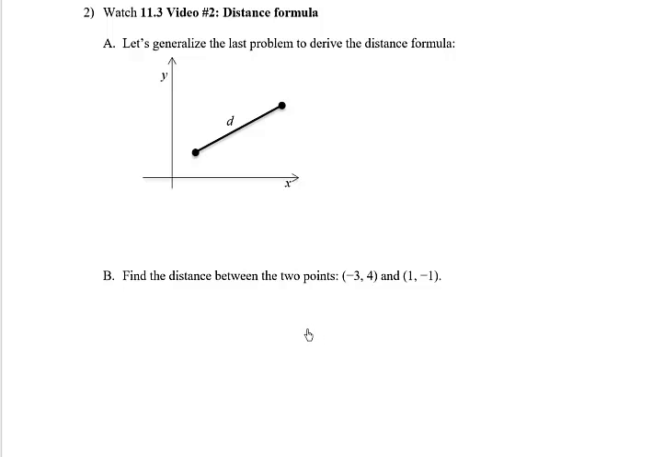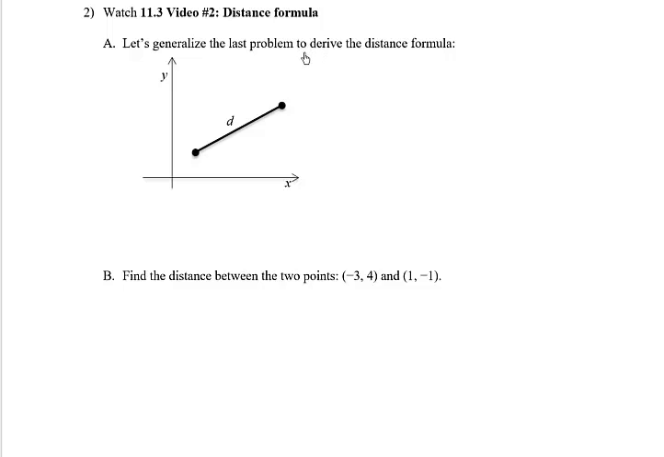This is video number 2 for section 11.3, the distance formula. We are continuing our march toward finding the equation of a circle in the xy plane. We started with the Pythagorean theorem, and now we move on to what is called the distance formula. This really comes from the last example in the last video.